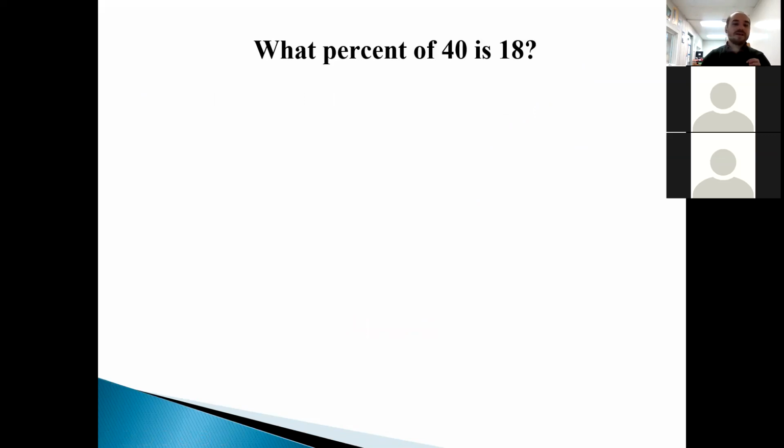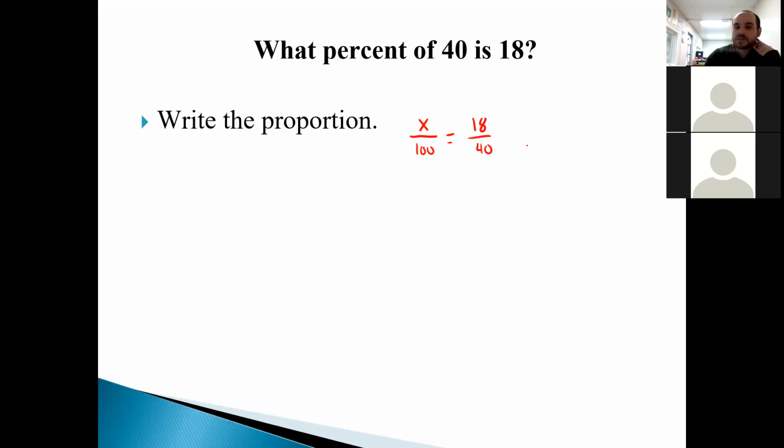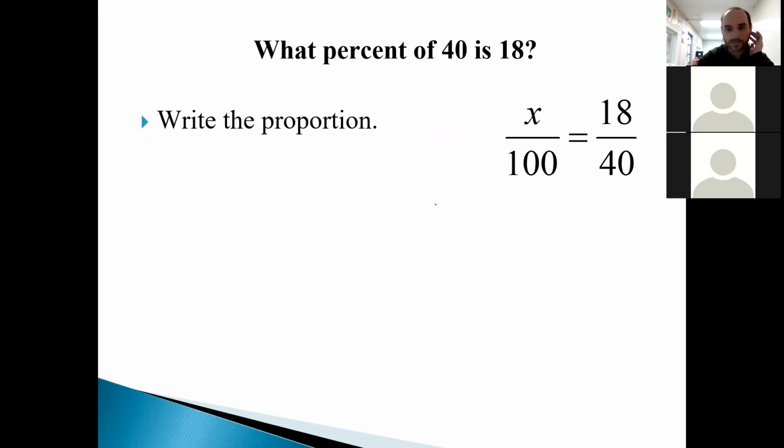What percent of 40 is 18? So now we've got an even different setup. This time we want to write the proportion again. So first of all, do we know our percentage? 40. Nope, 40 is not our percentage. 18 is not our percentage. Wait, I was thinking wrong. So we're actually trying to solve for this percentage this time. So we have x over 100 because this is our percentage, and we know that the part is 18 and the whole is 40. So we set up our proportion like this. x over 100 equals 18 over 40.